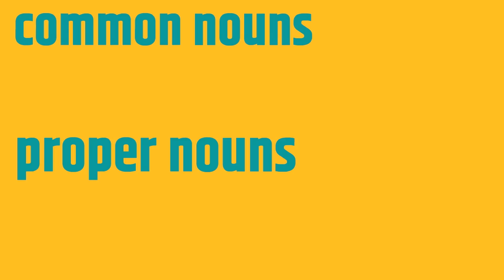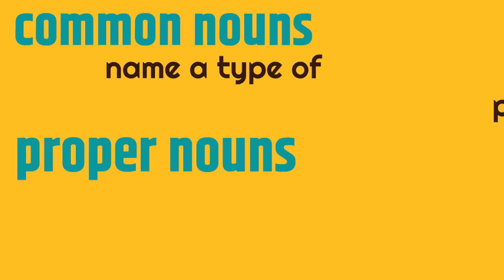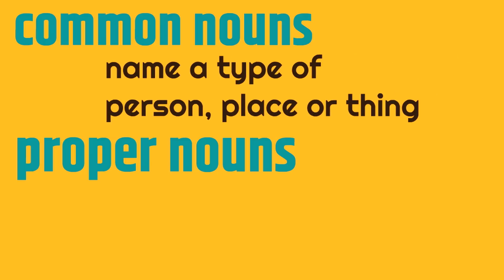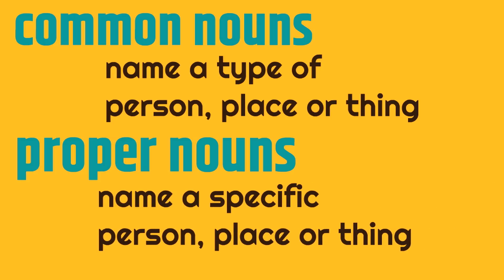So first, common nouns. Well, common nouns name a type of person, place, or thing. So what about proper nouns? Well, proper nouns name a specific person, place, or thing. So a common noun names a type of person, place, or thing. And proper nouns name a specific person, place, or thing. Now let's show you with some examples.